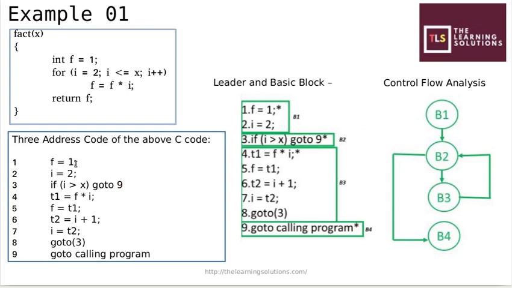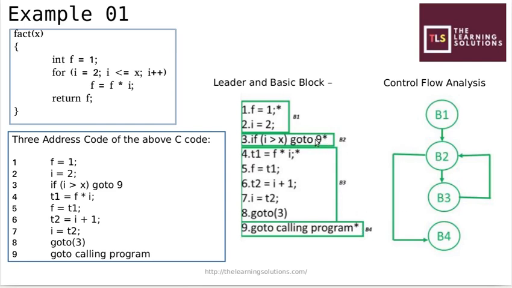From block 1 to block 2 is possible only. Block 1 to any other block is impossible. Then block 2 to block 3 is possible. When I is less than x, this will be executed. So block 2 to block 3 is possible. Also block 2 to block 4 is possible.